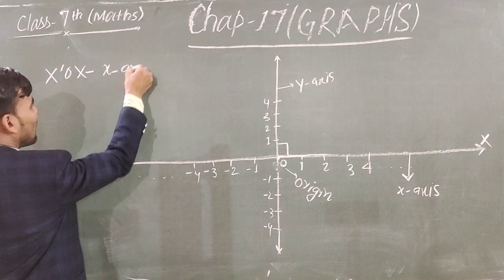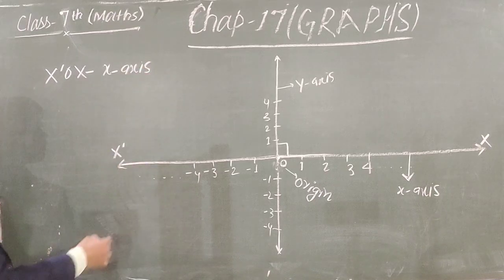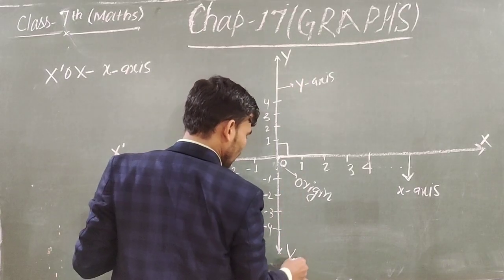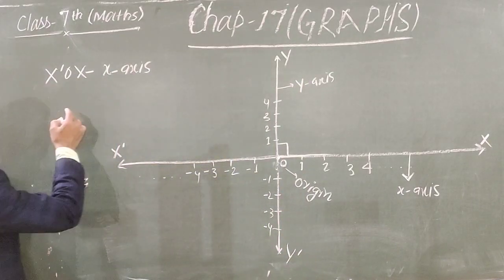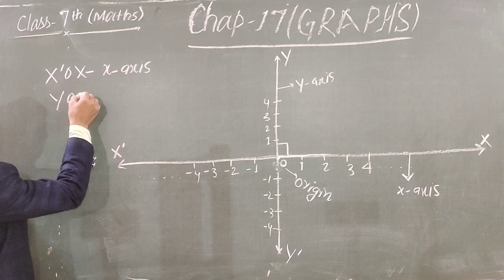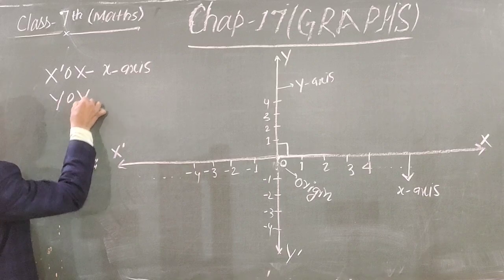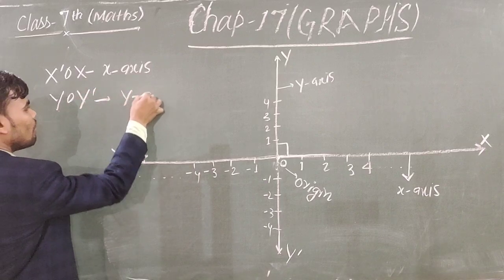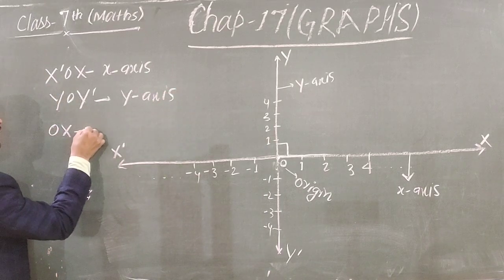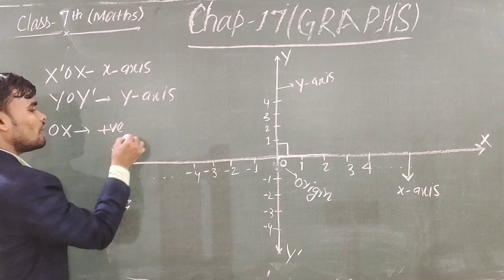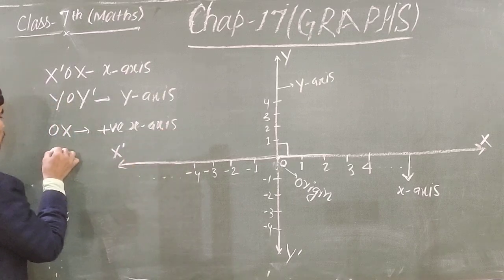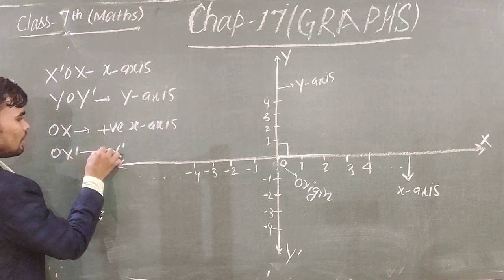Simply this is known as x-axis. And in the same way, positive y you can denote by Y and negative y you can denote by Y dash. So if you are talking about Y dash OY, it will be y-axis. But if you are talking about OX only, this is positive x-axis. If you are talking about OX dash only, then this is negative x-axis.